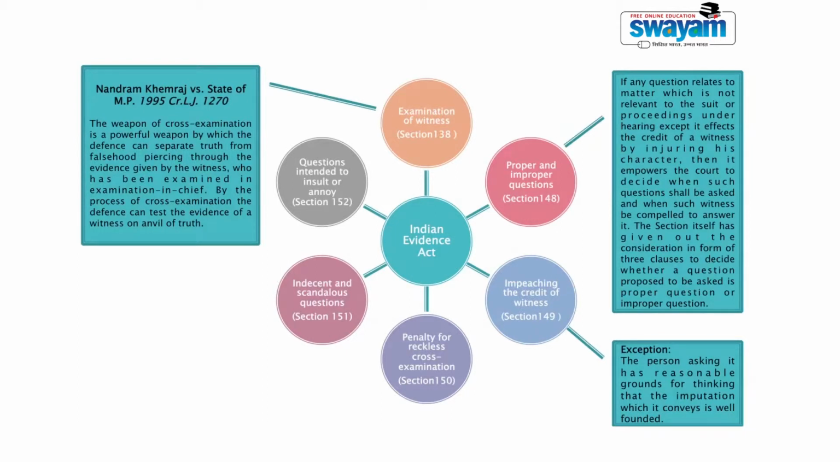Then Section 150 of the Indian Evidence Act deals with the penalty for reckless cross examination. When the witness comes to the honorable court and is being cross examined by the defense advocate, a penalty for reckless cross examination will be imposed if the court is of the opinion that the questions were asked without reasonable grounds, as held in Prakash versus State of Maharashtra, 1975 Criminal Law Journal 1297.